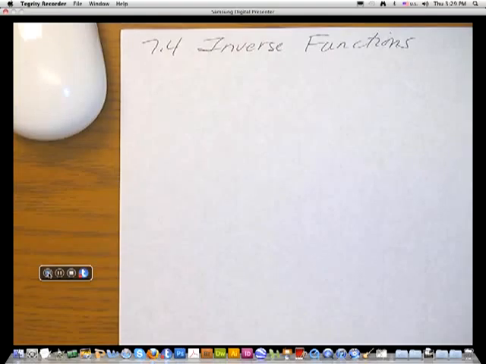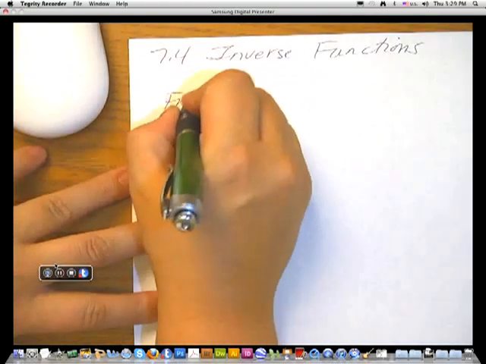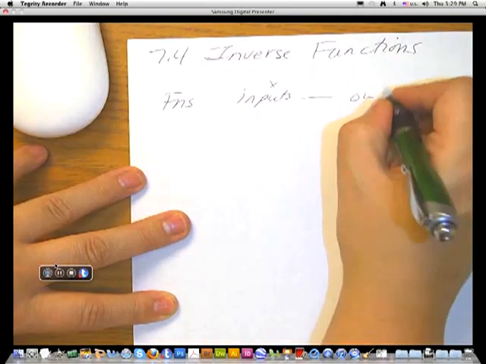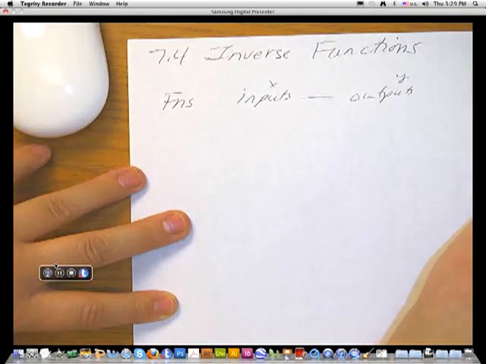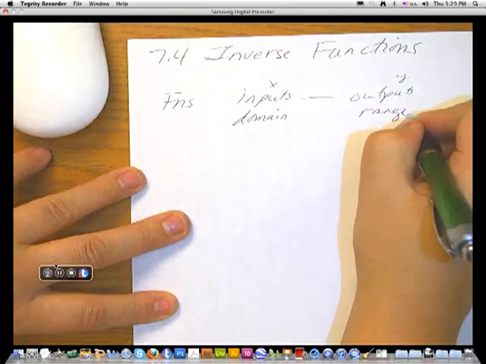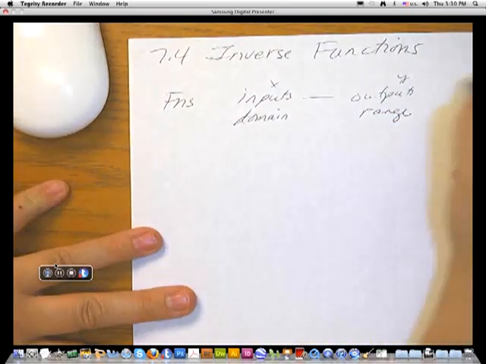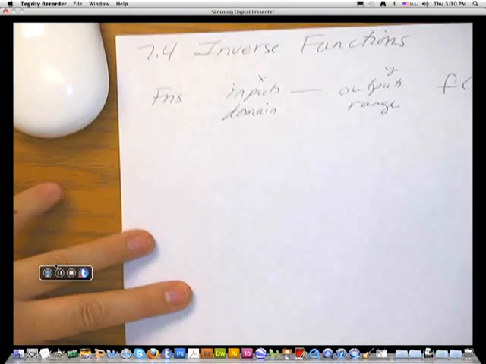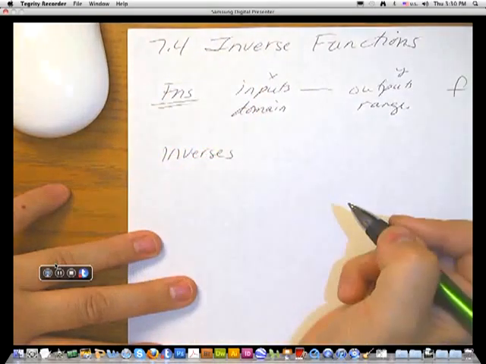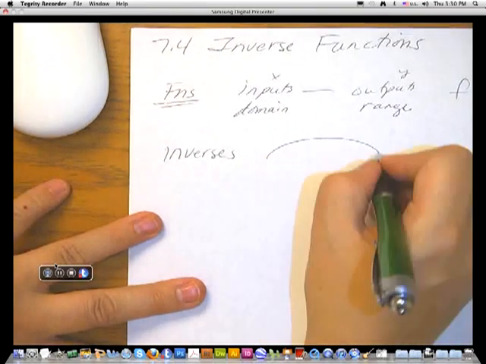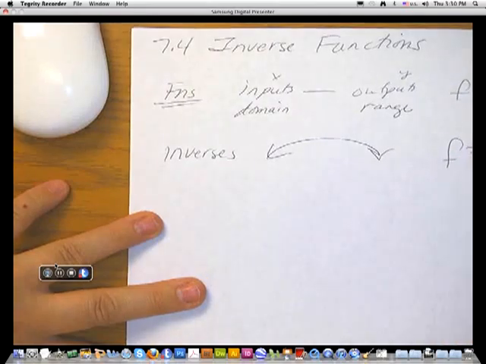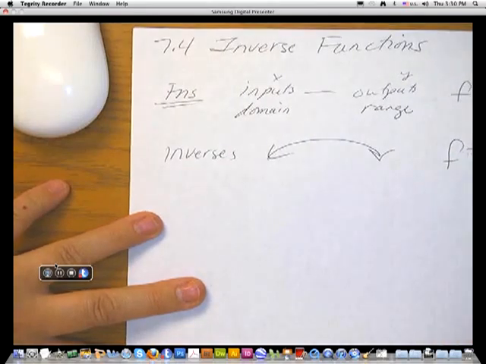7.4, inverse functions. When it comes to our functions, we have inputs, or our x values, and outputs, also known as our y values. We also call these domain and range. And this is our f of x. So what happens with our inverses is that these switch positions. And we denote an inverse with this -1 in the exponent position.